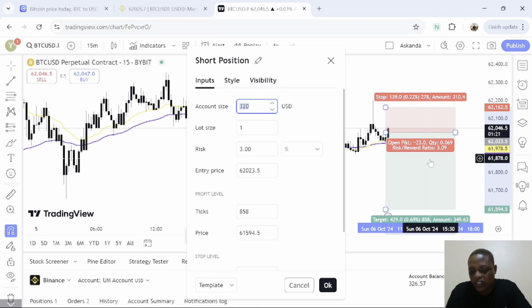So the trade that I've just taken, it has even appeared on my Binance account here. So you can see it. Have you seen the trade on my Binance?